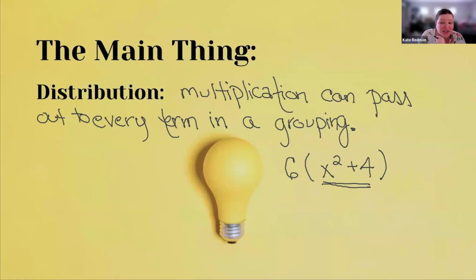No. Distribution says even if you can't add, you can still pass out the multiplication. You can multiply the x squared by 6 and the 4 by 6. Don't worry, we'll get into it deeper, but you would get 6 times x squared is 6x squared, and 6 times positive 4 is positive 24. So that's the kind of math we're going to be doing today.